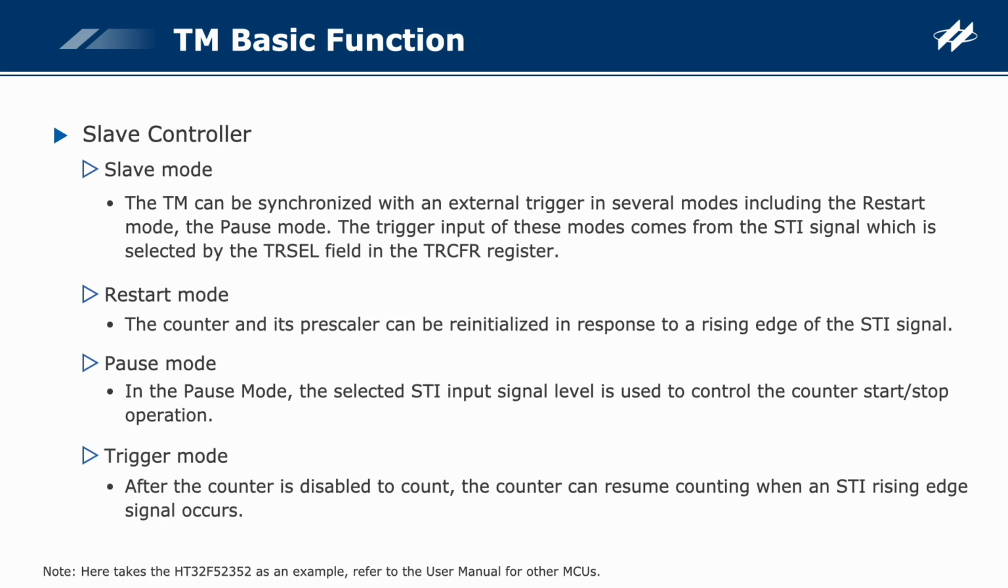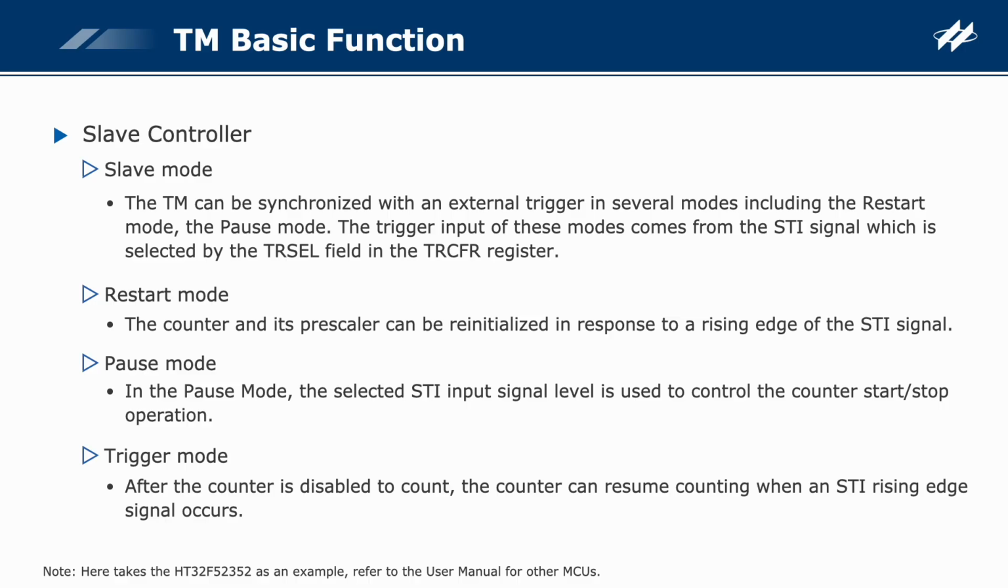The TM can be synchronized with an external trigger in several modes, including the restart mode, the pause mode. The trigger input of these modes comes from the STI signal, which is selected by the TRSEL field in the TRCFR register. In the restart mode, the counter and its prescaler can be reinitialized in response to a rising edge of the STI signal. When an STI rising edge occurs, the update event software generation bit named UEVG will automatically be asserted by hardware, and the trigger event flag will also be set. Then the counter and prescaler will be reinitialized.